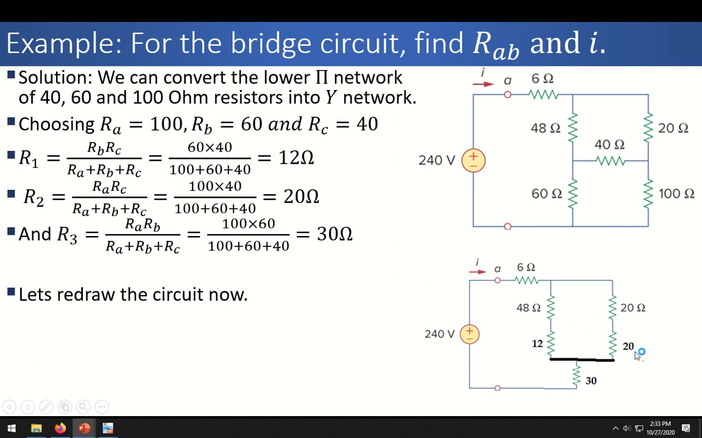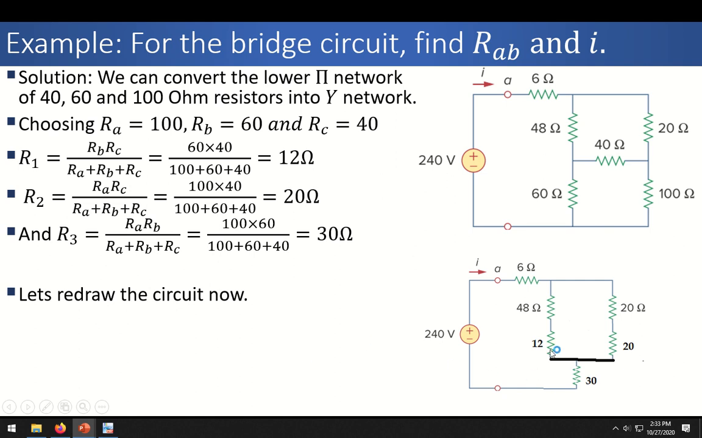This is actually R2 and R3, because we have used this circle light 60, 40 and R, since R1 is, in fact, RA is 100, then 60 and 40. So we have replaced this circuit using that sequence. So this will be the resulting circuit.